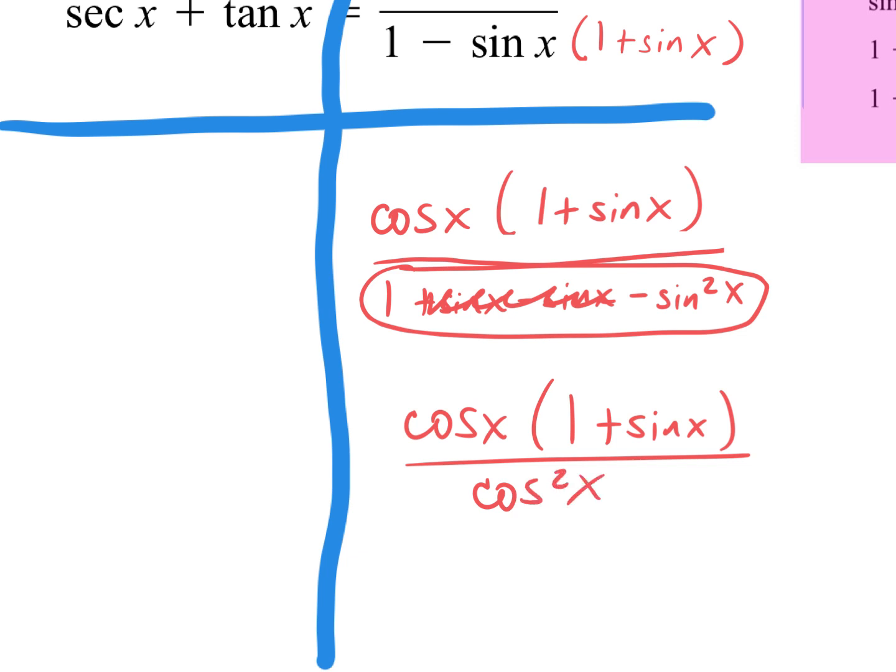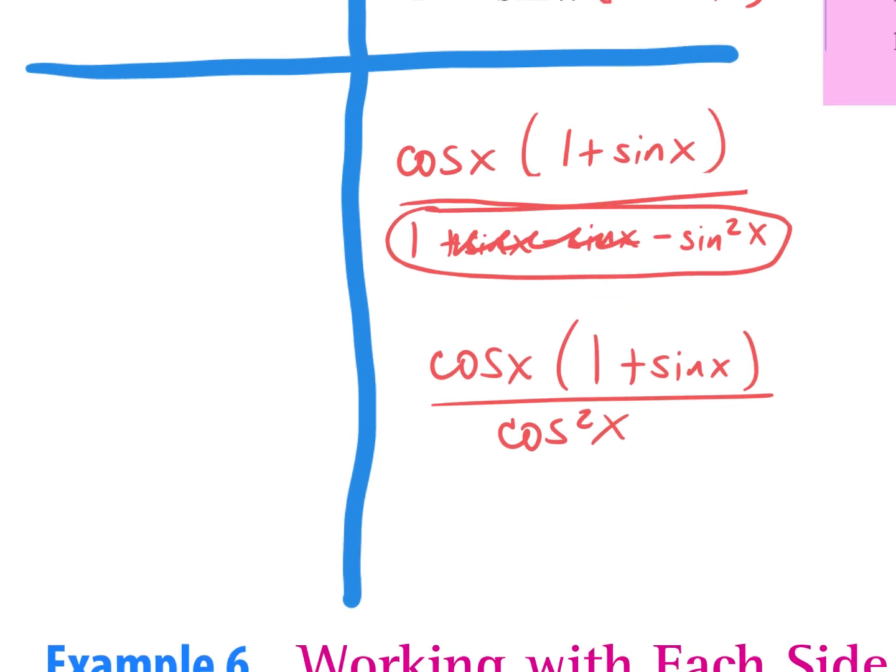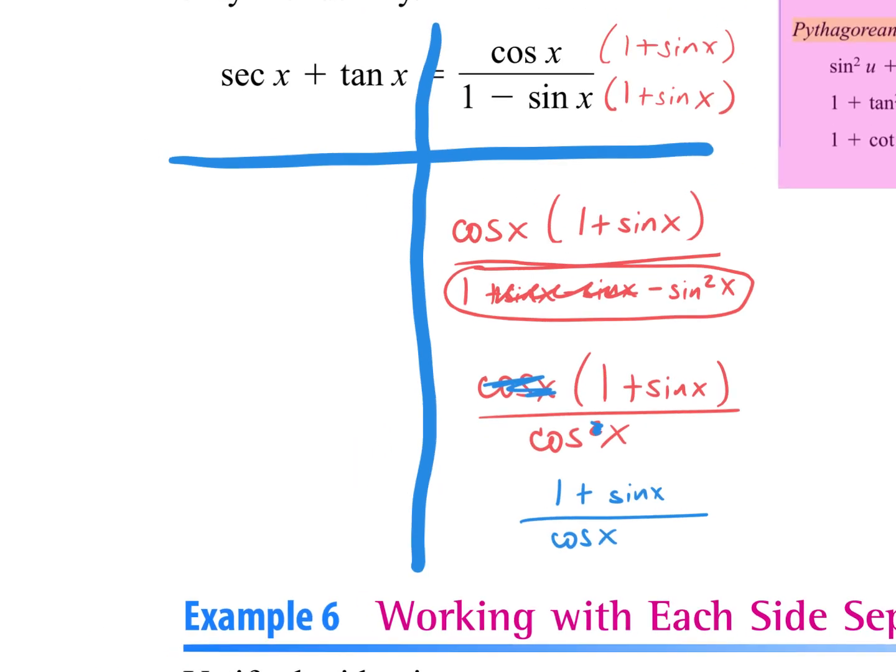You guys agree? Okay. So now what? Cancel what? Cancel this cosine here and then the 1 here. So you're left with 1 plus sine of x over cosine x. And where are we trying to get to? Secant plus tangent. All right.